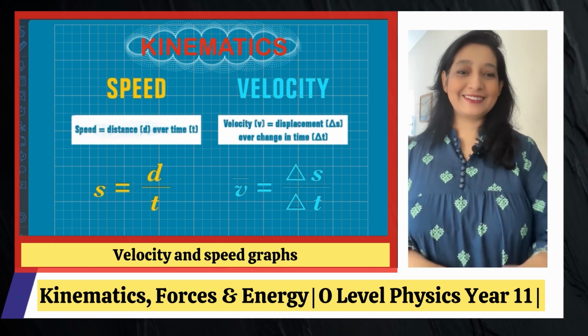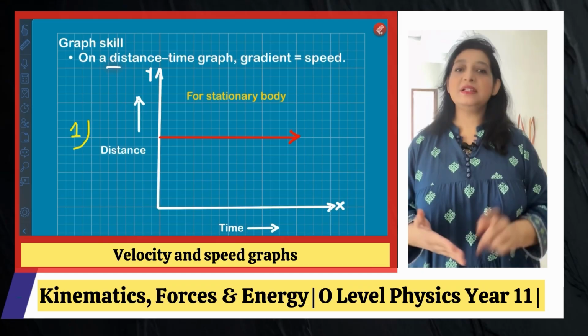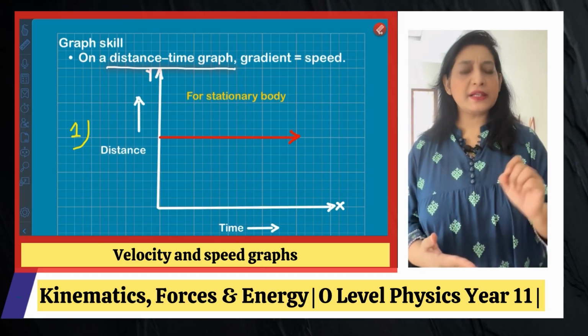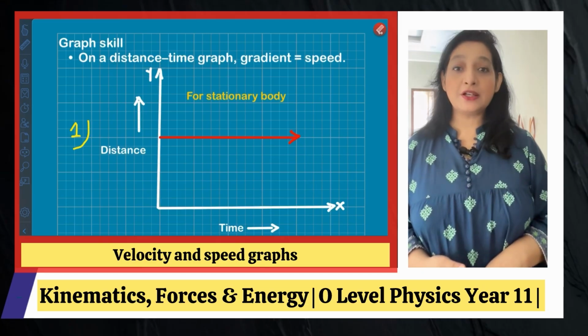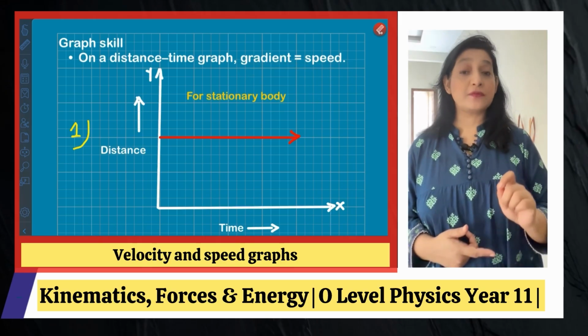Now come to the graphs. We have type 1, the distance-time graph, where the gradient is equal to the speed. Look at the screen. Here I am showing all 4 types of type 1 graphs.